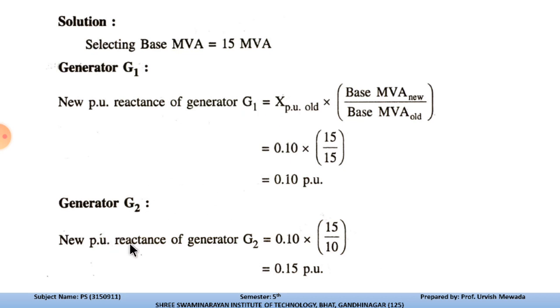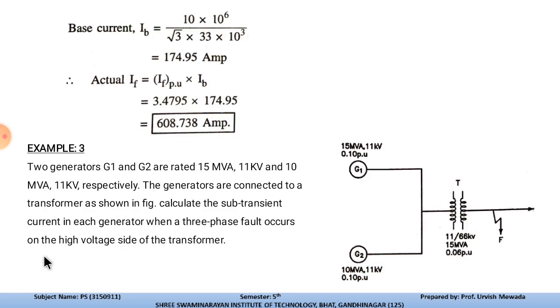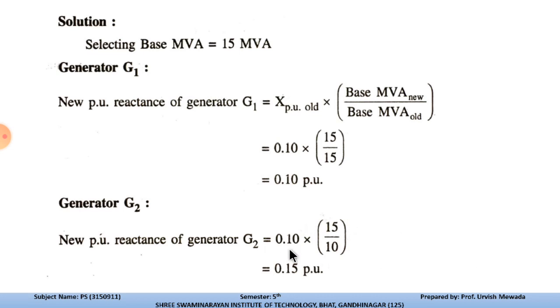For generator G2, the new pu reactance is XPU old, which is 0.10 for this generator. This is the value given in the data of the example diagram, and it is multiplied with the base MVA new, that is 15 that we have selected, and divided by the base MVA old of generator G2, which is 10. After solving this, we have the new pu reactance of generator G2 as 0.15 pu.